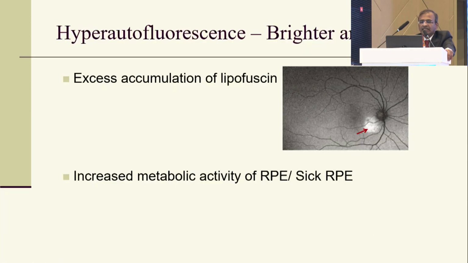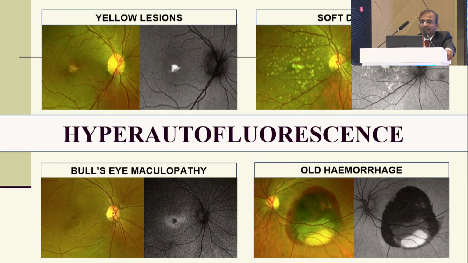So basically, if there is hyperautofluorescence, that means there is excessive lipofuscin, and that indicates sick or increased activity of the RPE. So here you have yellow lesions which will look hyperautofluorescent. Soft drusens usually look hyperautofluorescent.